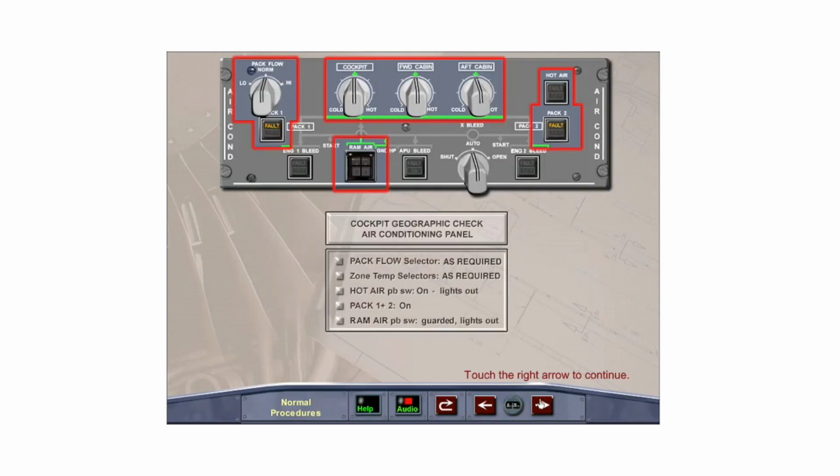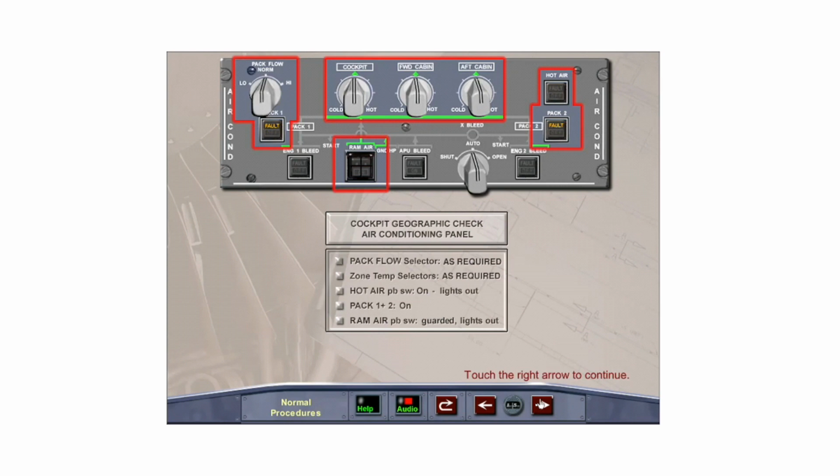During the cockpit geographic check of the air conditioning panel, check that the pack flow selector is in the normal position if the number of passengers is 85 or more. Select low for passenger loads of less than 85 and high for abnormally hot and humid conditions. With the APU supplying the air conditioning system, high is always selected by the pack controllers regardless of selector position.